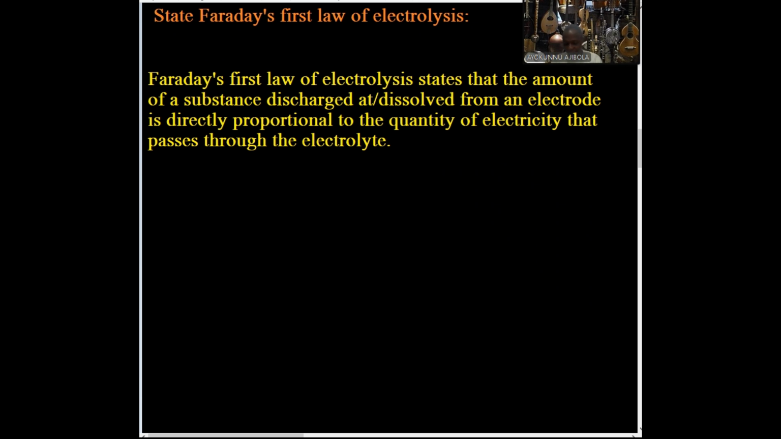Faraday's first law of electrolysis states that the amount of substance deposited is directly proportional to the quantity of electricity that passed through the electrolyte. So what does that mean? Who can tell us what that means?